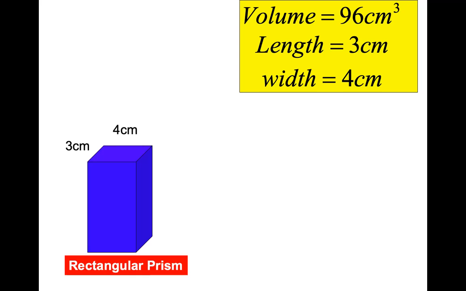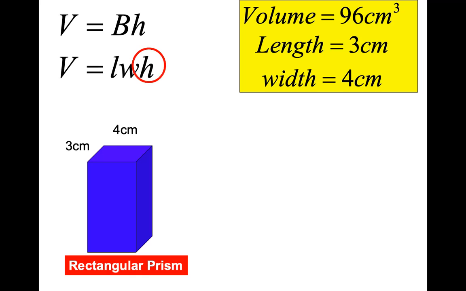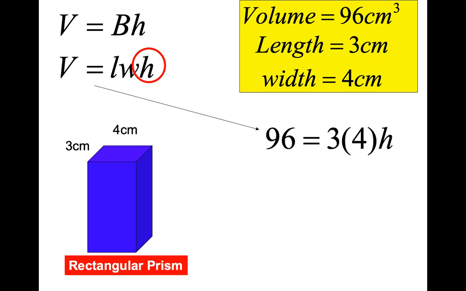It says the length and the width, that's of the base, would be 3 and 4. It says the height. Oh, it doesn't say the height. So that's going to be my X, or you could use H if you wanted to as well. But I do know that the volume is 96, so I do some basic algebra. I'm solving for H. I plug in what I know. I know the volume was 96, I know the length was 3, the width was 4. What I don't know is the height. The formula is length times width times height.